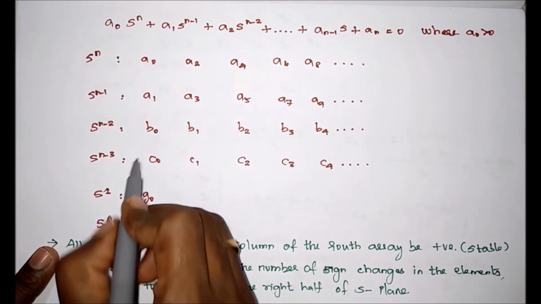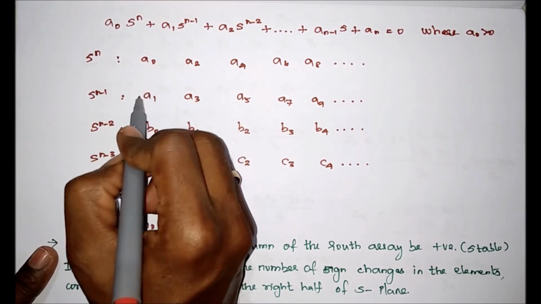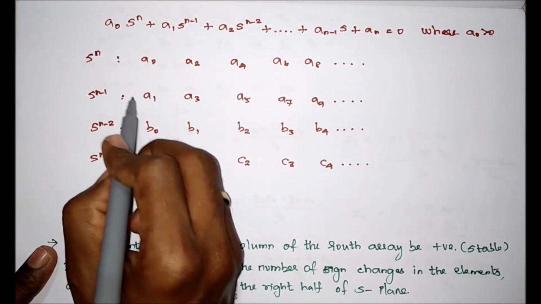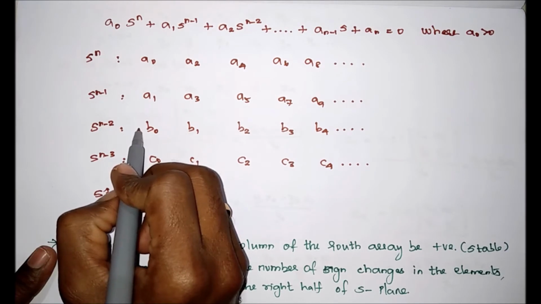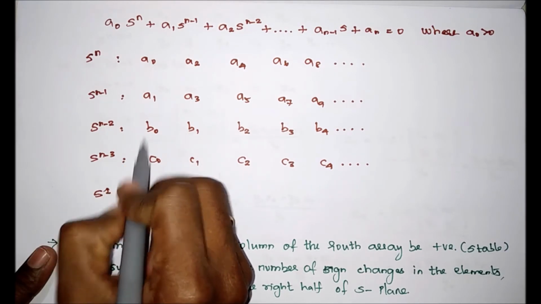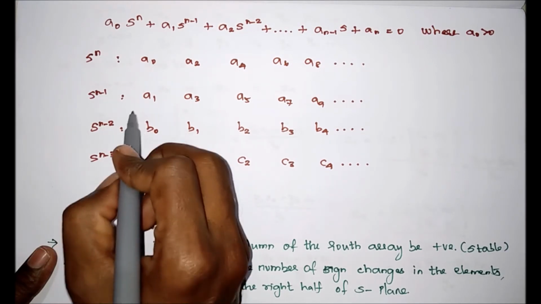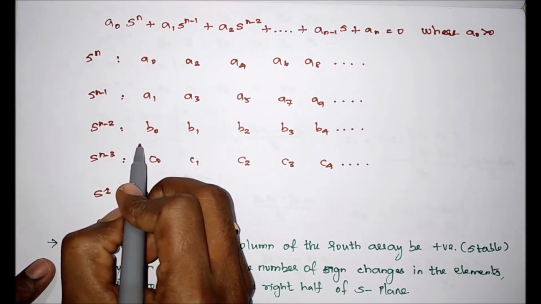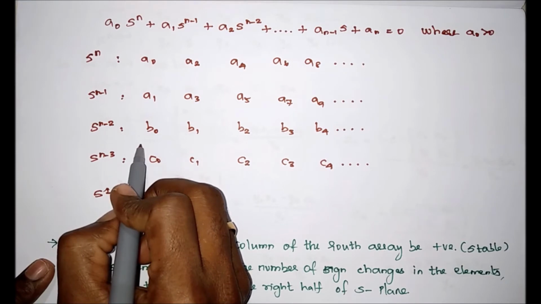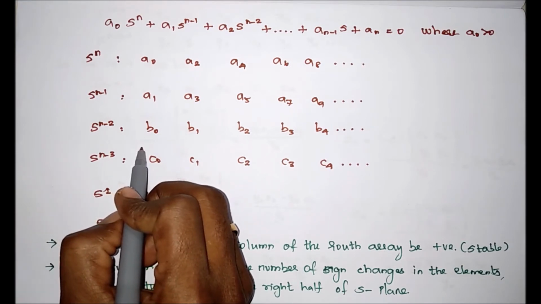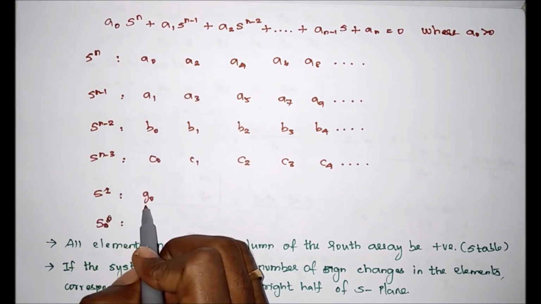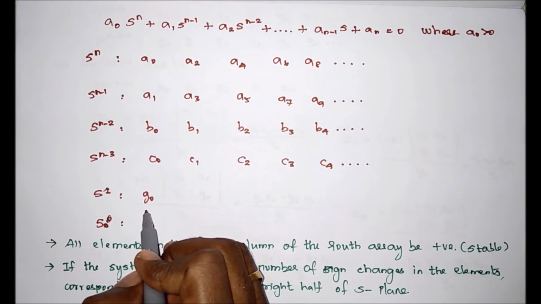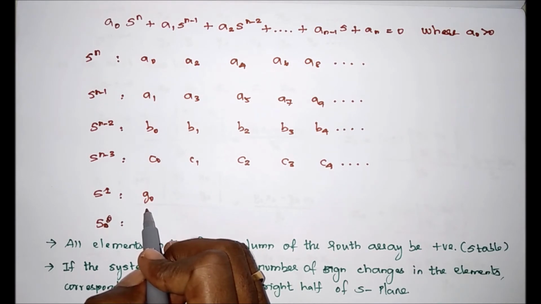Here, suppose this is positive, positive. Suppose this is negative, which means there is a positive to negative change. Again, here positive means negative to positive. We can say here one sign change, here one more sign change. Therefore there are two sign changes in the first column of the given Routh array. So we can simply say there are two roots lying on the right half of the S plane.